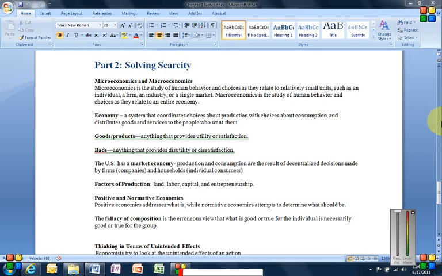So now that we've defined what scarcity is and the fact that there is a problem when it comes to scarcity, that we have unlimited wants for limited resources, we're going to talk about how we try to address this problem, and it differs depending on what country you're in. But solving scarcity first has to differentiate between microeconomics and macroeconomics. The major focus of this class is macroeconomics.